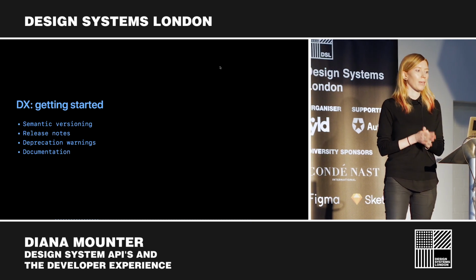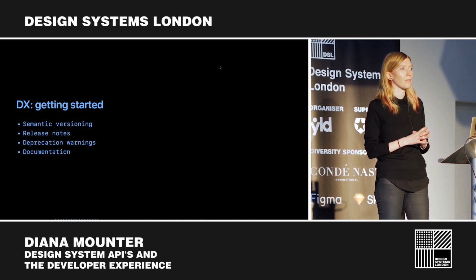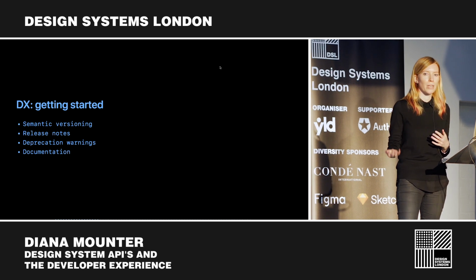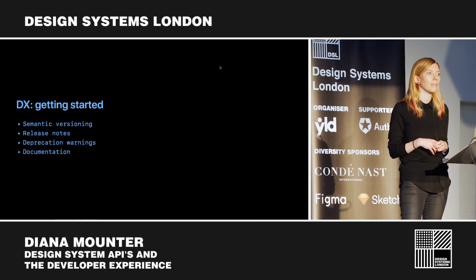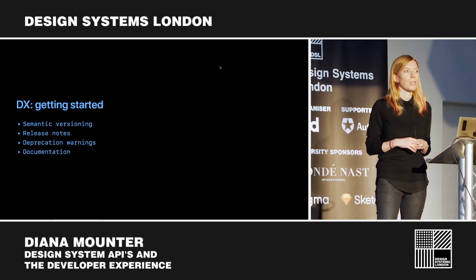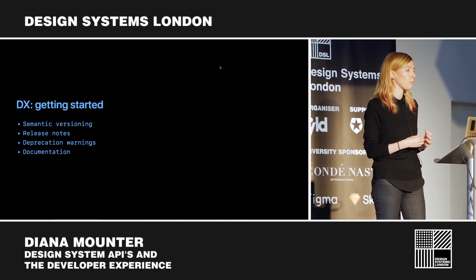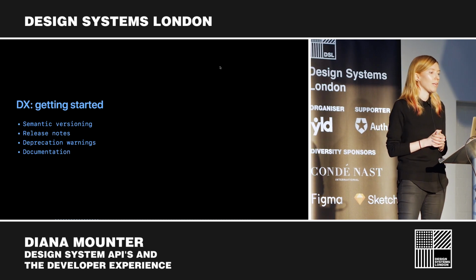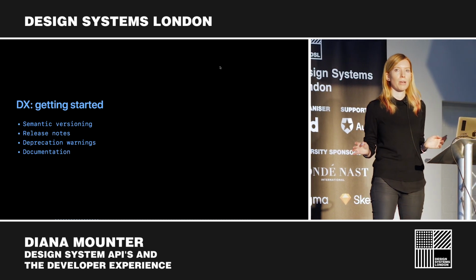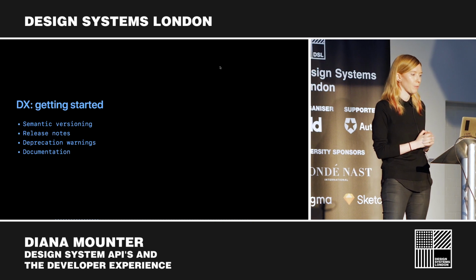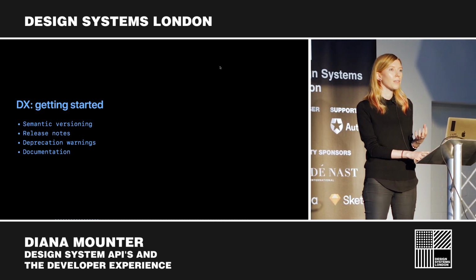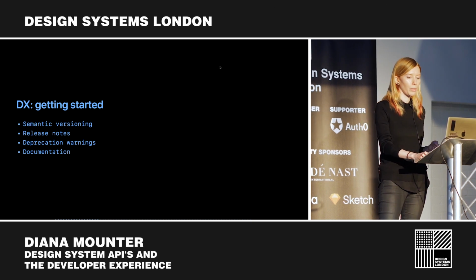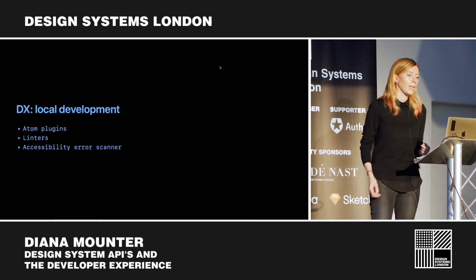Release notes obviously back that stuff up, and change logs, giving the details about what's changed. Deprecation warnings. We always do deprecation warnings for stuff we plan to remove from Primer before we actually remove it in a major release. And of course, documentation. Everyone's talked about documentation. We know that's important. And that really helps a developer, before they start, get a picture of what it's going to be like to work with this design system.